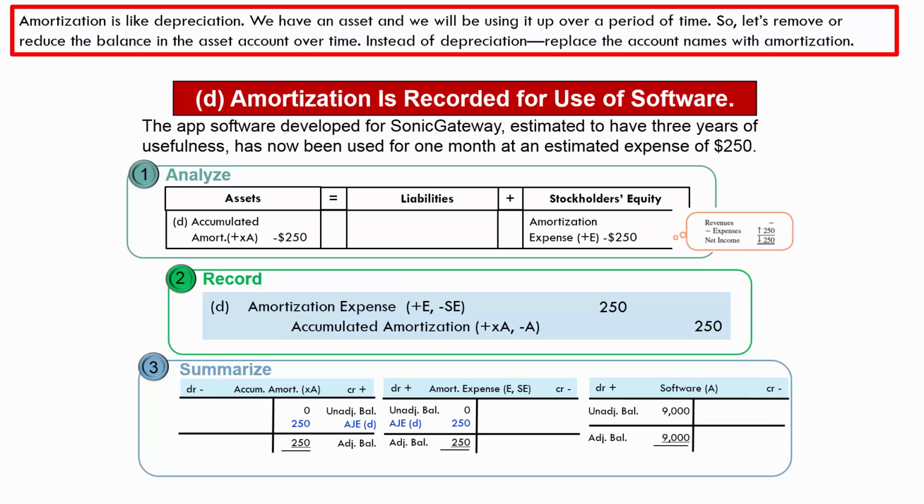Every month we would do the same thing. Just like in depreciation, we would record an amount going to an expense and going to the contra account to reduce the balance in the asset account, so that the financial statement, the income statement, shows the proper amount being recorded.